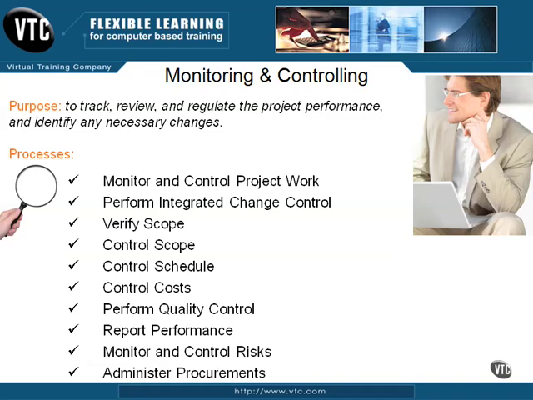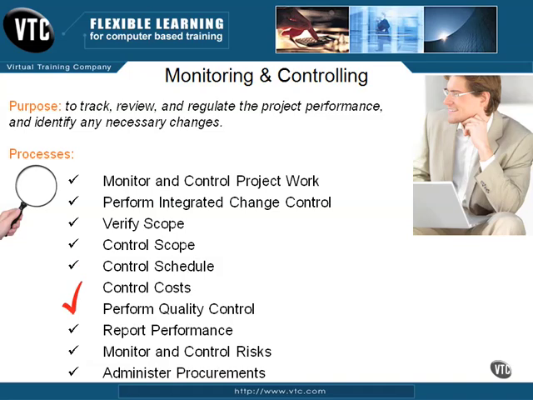Next, we have control costs. This process controls changes made to the project budget, and one of the ways that it does this is by influencing the factors that create variance. The status of the project is monitored, and the changes to the cost baseline are managed.